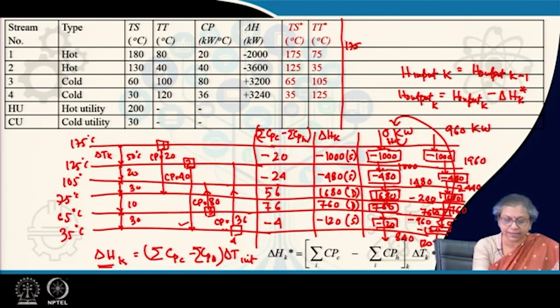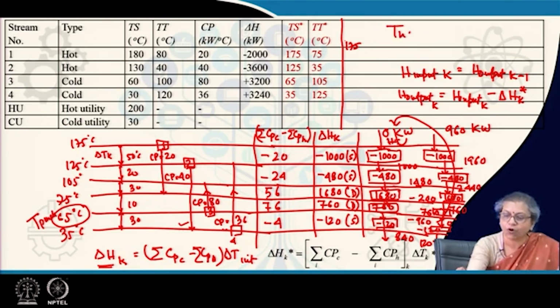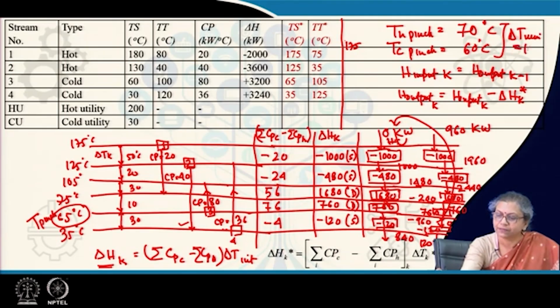The pinch point is at 65 degrees centigrade, and therefore, if T pinch is 65 degrees centigrade, my T hot pinch is going to be 5 degrees above this. So it is going to be 70 degrees centigrade. T cold pinch is going to be 5 degrees below this. So this is going to be 60 degrees centigrade. The delta T min at the pinch is respected, 10 degrees centigrade.